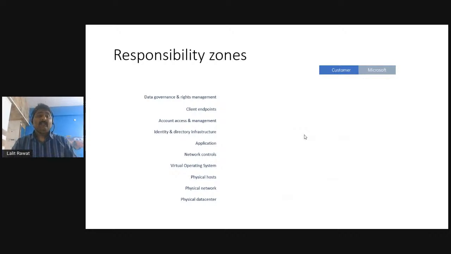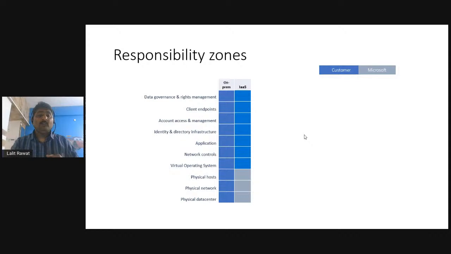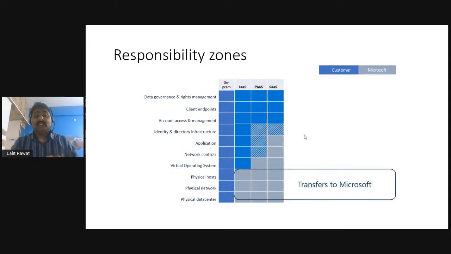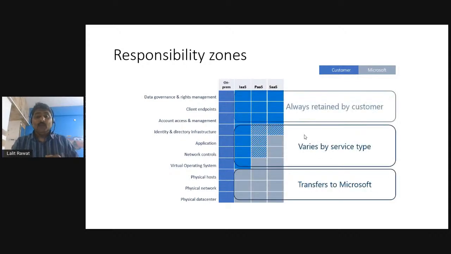So the second slide, which I will be talking about, covers the responsibility zones across on-premises versus IaaS, PaaS and SaaS environments, right? In the on-premises responsibility zone, as a customer, partner or client, we are managing everything: governing the data, access management, endpoint, identity and infrastructure, applications, network controls, operating systems, everything, physical data centers and all of that.